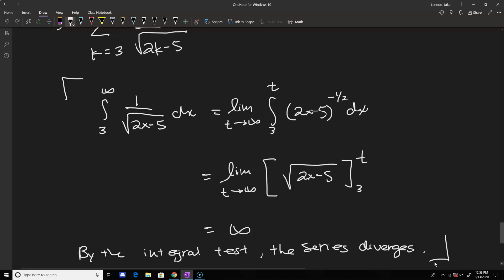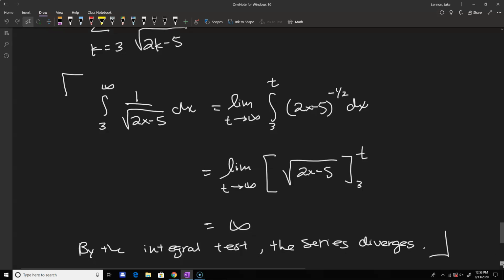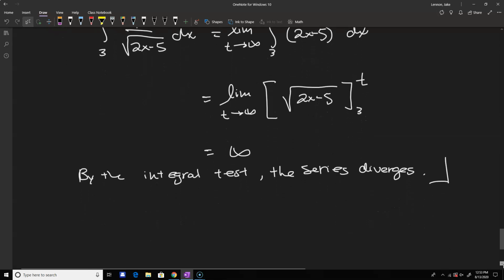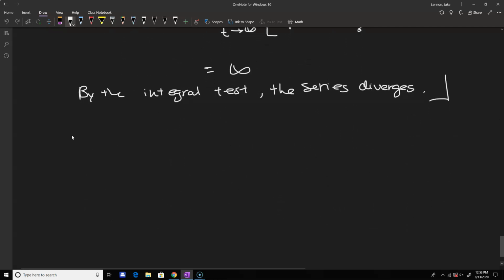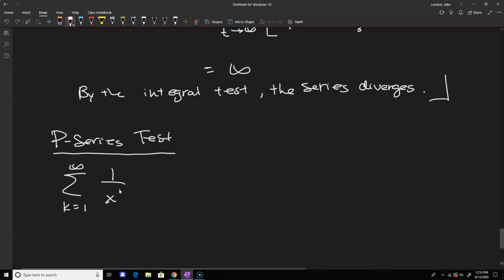So one thing that comes out of this is basically we understand the convergence of a bunch of different things that look like polynomials, and this will be useful for comparison tests as well. So let's just call this the p-series test. So basically we know if we look at this series from k equals 1 to infinity of something that looks like 1 over x to the p. This is known as a p-series. Oh, I should be using k, not x. 1 over k to the p.